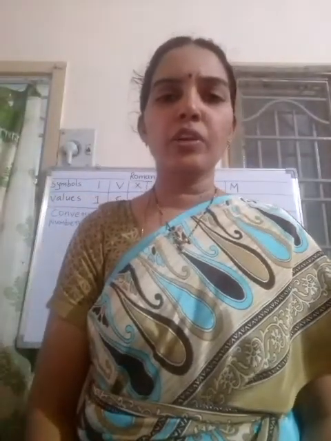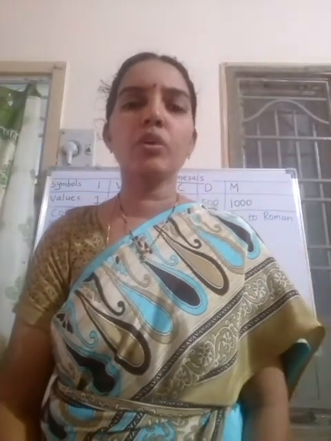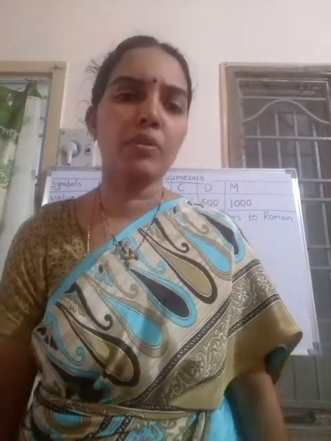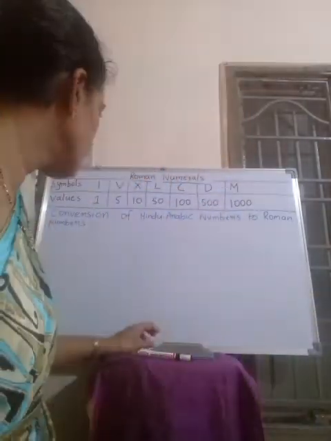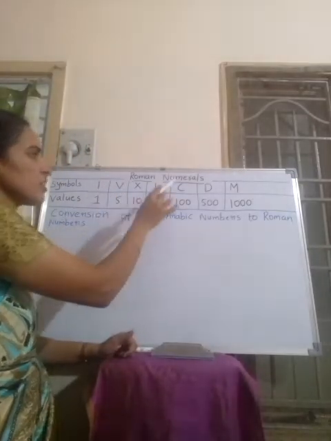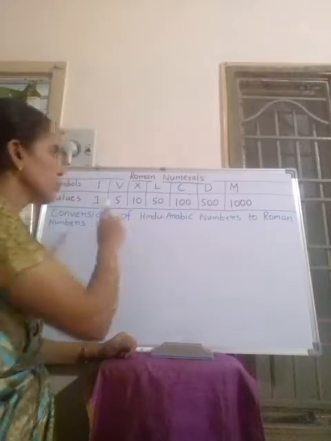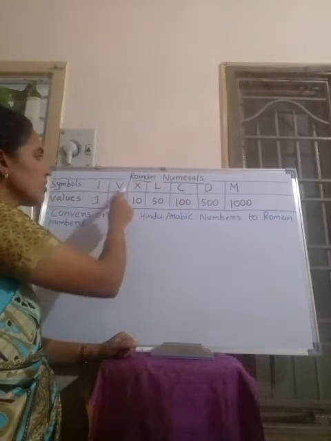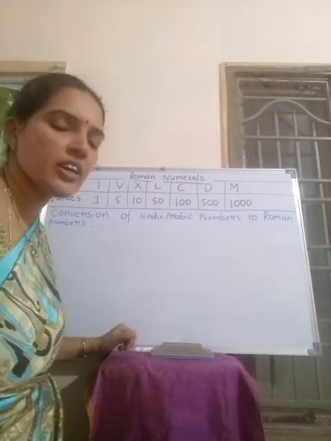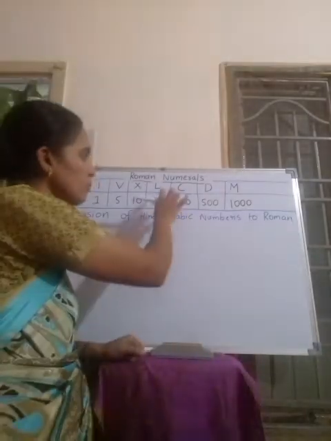Children, in this video we are learning how to convert Hindu Arabic numbers to Roman numerals and Roman numerals to Hindu Arabic numbers. First I took again the symbols I, V, X, L, C, D, M. Its values: I is 1, V is 5, X is 10, L is 50, C is 100, D is 500 and M is 1000. Let's remember this table.